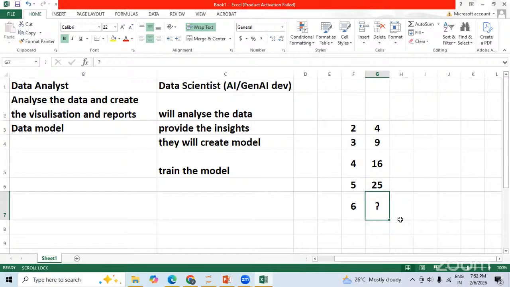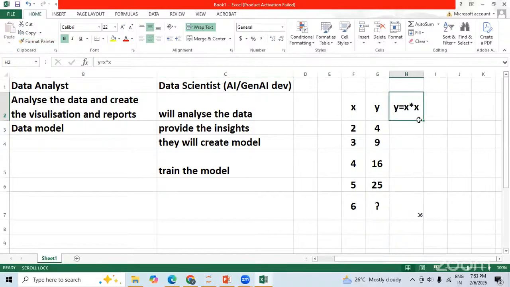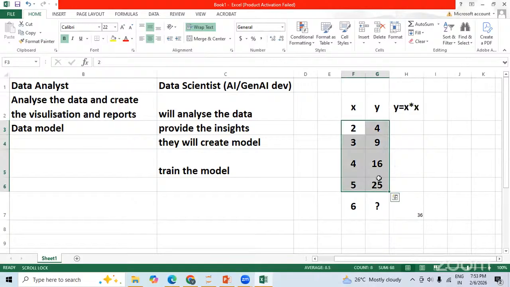36. Good. Now just think why you gave me the answer 36. Because you analyzed this pattern: 2 is 4, 3 is 9, 4 is 16, 5 is 25. It simply means, suppose this is X and this is Y. You tried to find the relation between X and Y. You got Y is equal to X multiplied by X, which simply means X square, right? So you found this pattern. Now, if you provide this data to any model or even a computer, if you train it with the data like this, then whatever value comes, you have to put y equal to x into x.